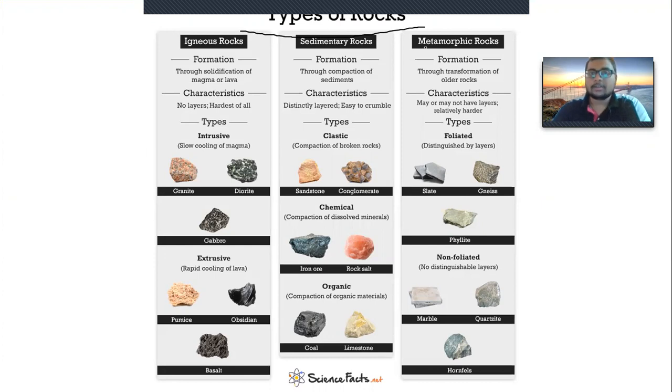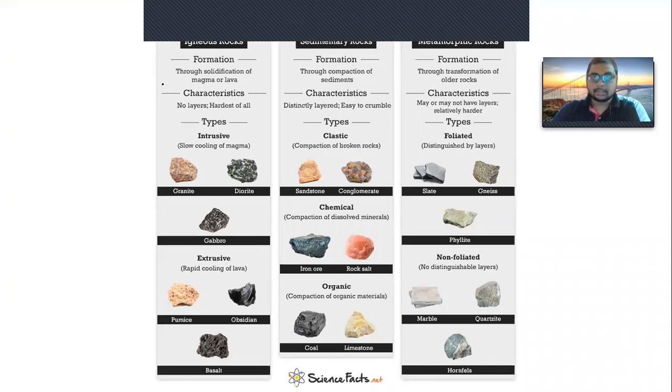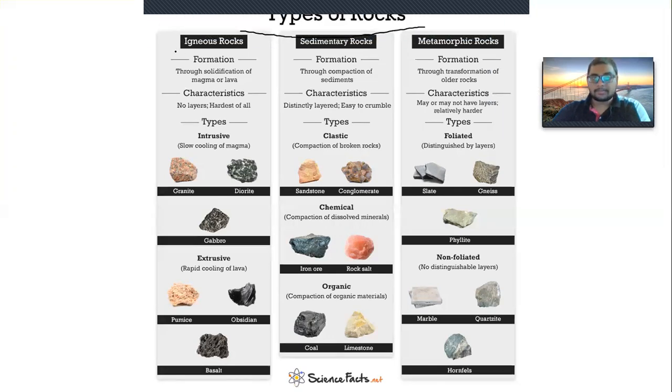Today's session is dedicated to the types of rocks and how they are made, how they were built, and how they keep on building themselves. So let us see. First is the types of rocks. There are three types of rocks. First is igneous rocks, then there are sedimentary rocks, and there are metamorphic rocks. Let us study them one by one.